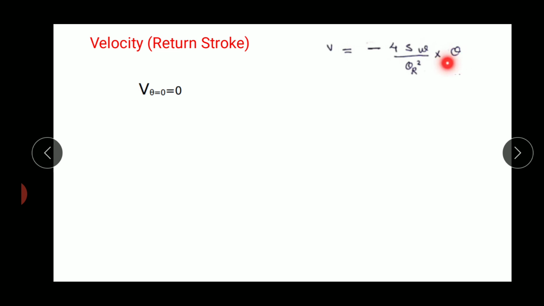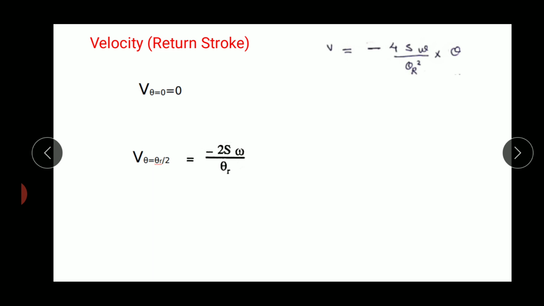Velocity at the start of the return stroke, that means theta R equal to 0. If you put theta equal to 0 over here, you will get the entire term as 0. So velocity at the start of the return stroke is 0. Now velocity at the half of the return stroke. At the half of the stroke, theta is equal to theta R by 2. So instead of theta, you have to put theta R by 2 over here. So you will get minus 2s omega upon theta R. That formula you will get.